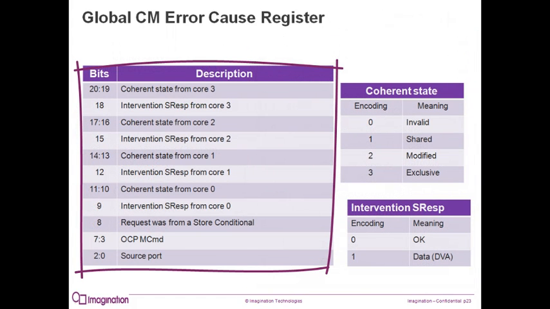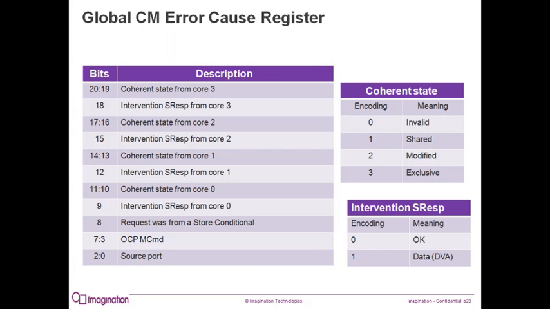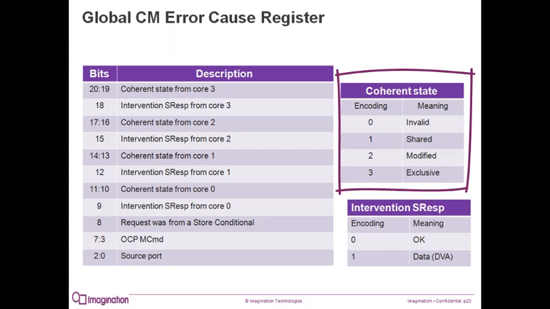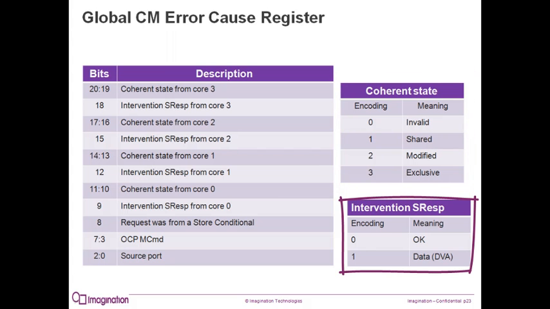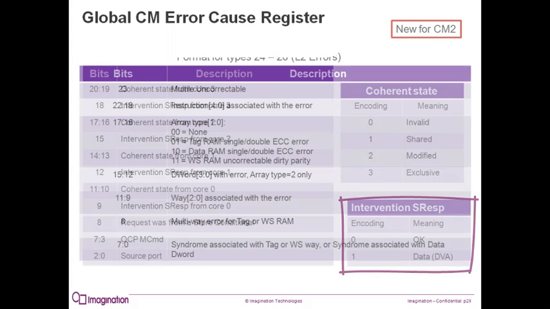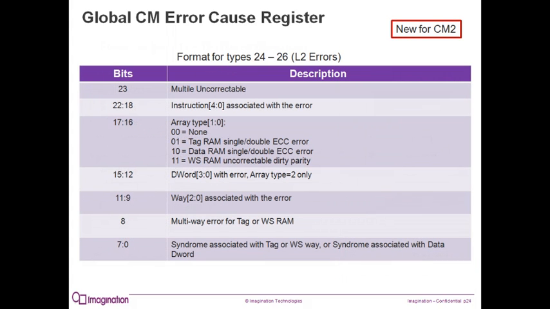Here are the CM error info values for error types 16 through 31. Here's the encoding for the coherent state errors, and here's the encoding for the intervention response errors. Here are the encodings for the L2 error information.